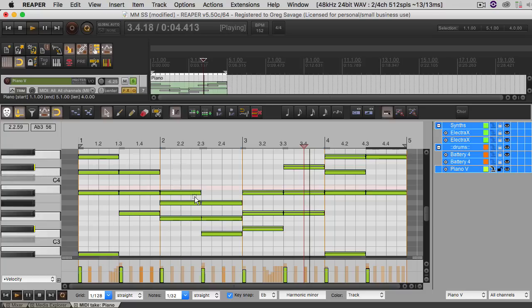Pay close attention to my grid. So see, not too complicated.